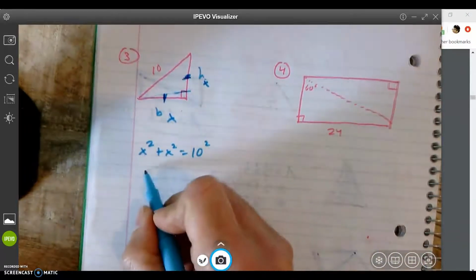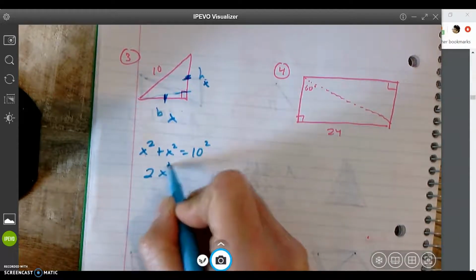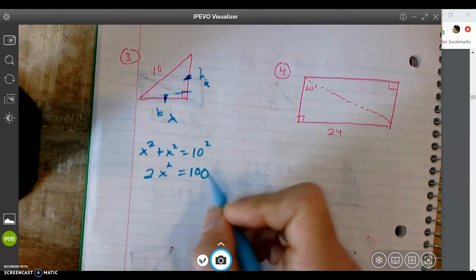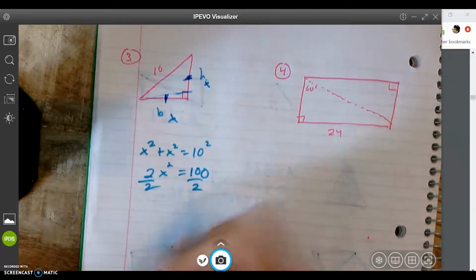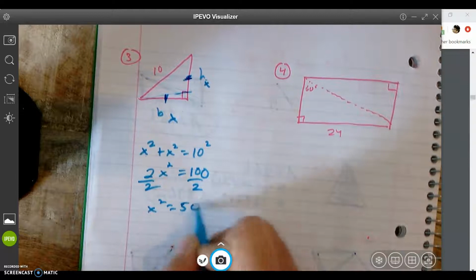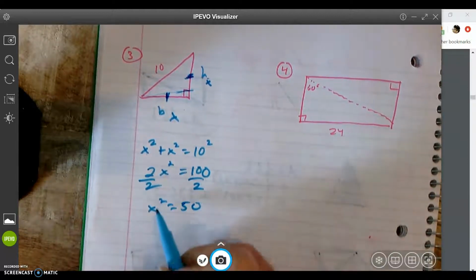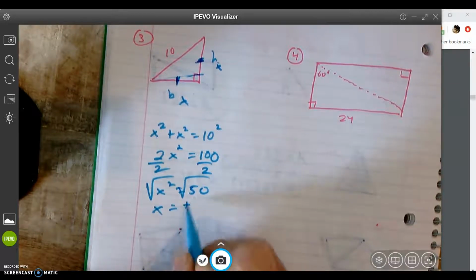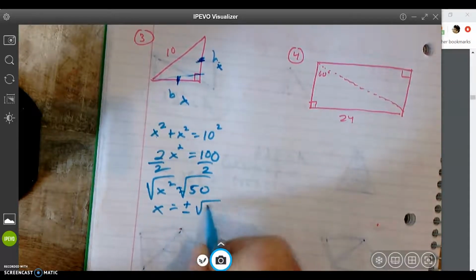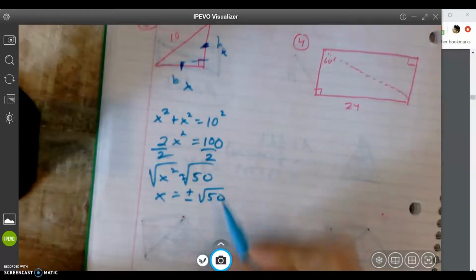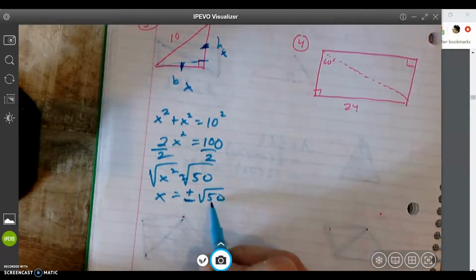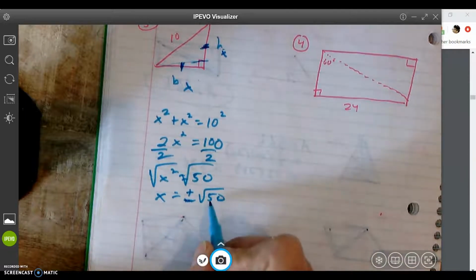So x squared plus x squared is what? Yeah, 2x squared equals 10 squared. Divide by 2. x squared equals 50. Ooh, what am I going to do to both sides? Square root. x equals plus or minus radical 50. But it's only distance, so I'm just going to use the plus. Ooh, does a perfect square go in here? Yeah.